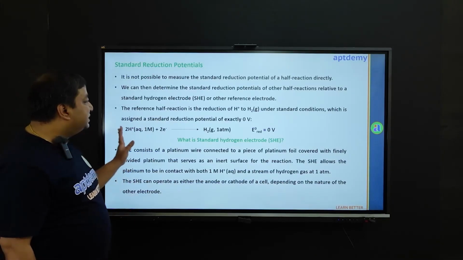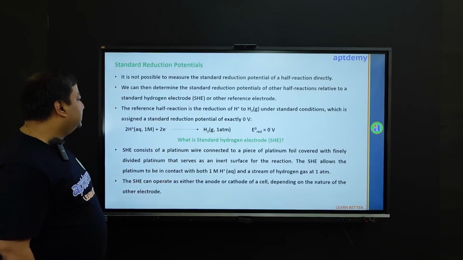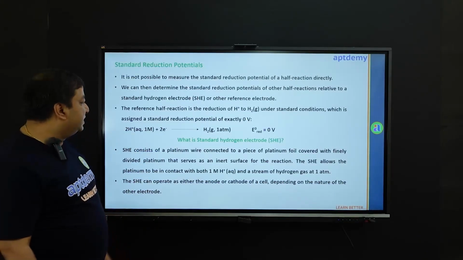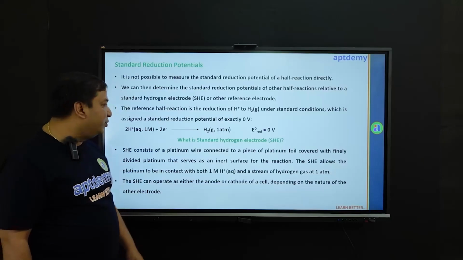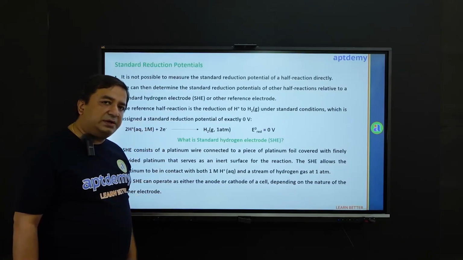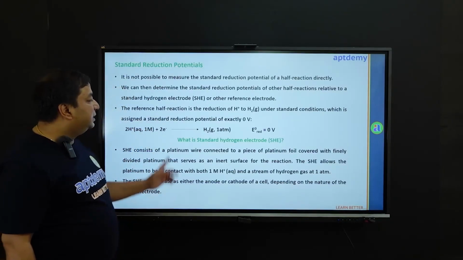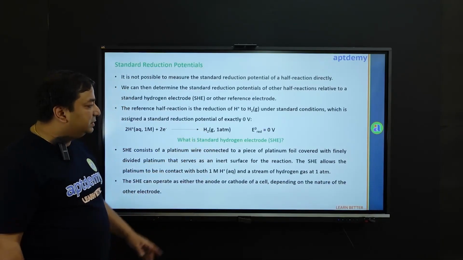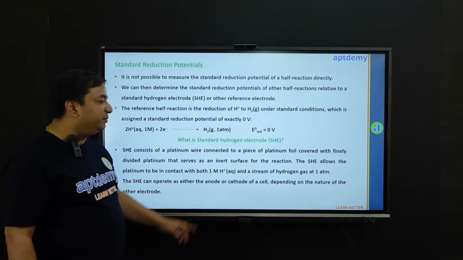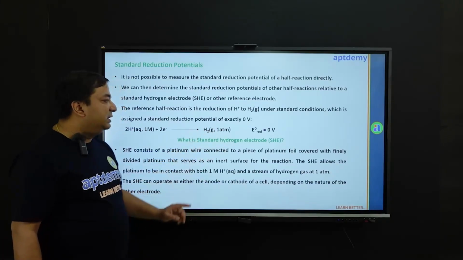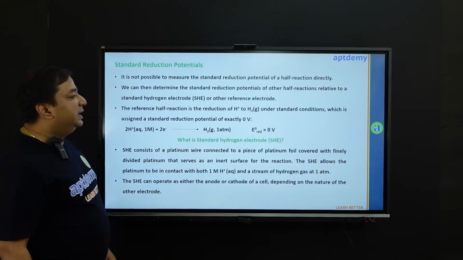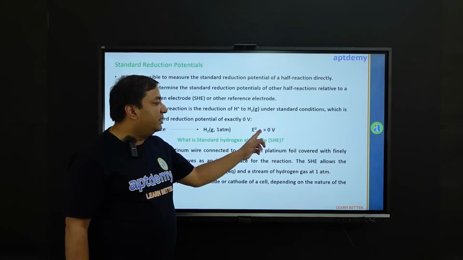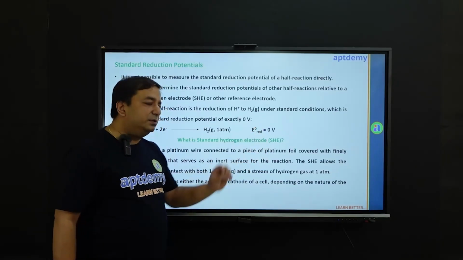Now, the reaction will be written in the following manner, that is 2H plus, the state should be mentioned, aqueous, the concentration should be mentioned, 1 molar, the number of electrons required should be mentioned, that is 2 electrons, an arrow should be given, and then we will write H2, which is the product, and over here also the state should be mentioned, that is a gas, and it is having the pressure 1 atm, and the standard reduction potential, E naught red, is going to be equal to 0.